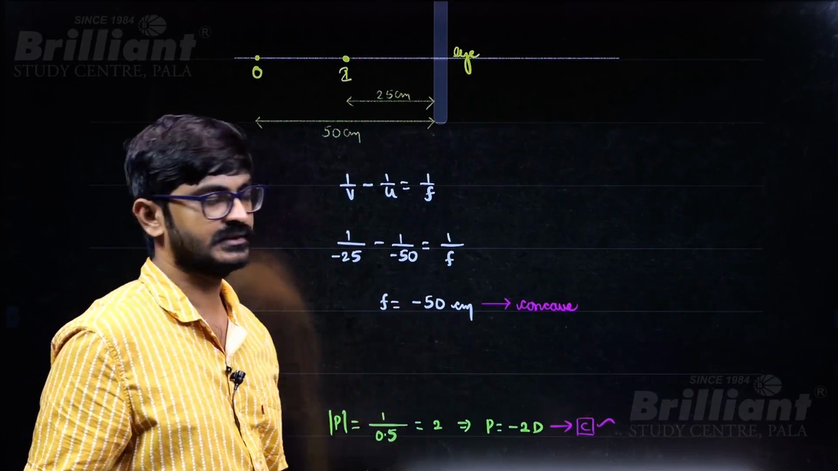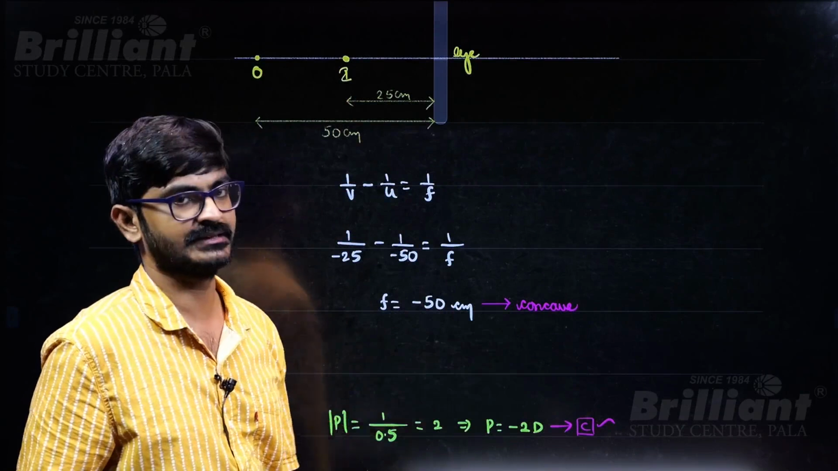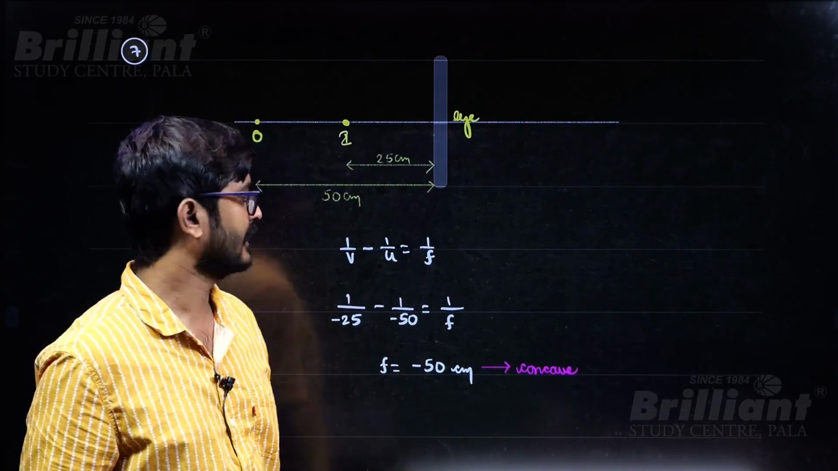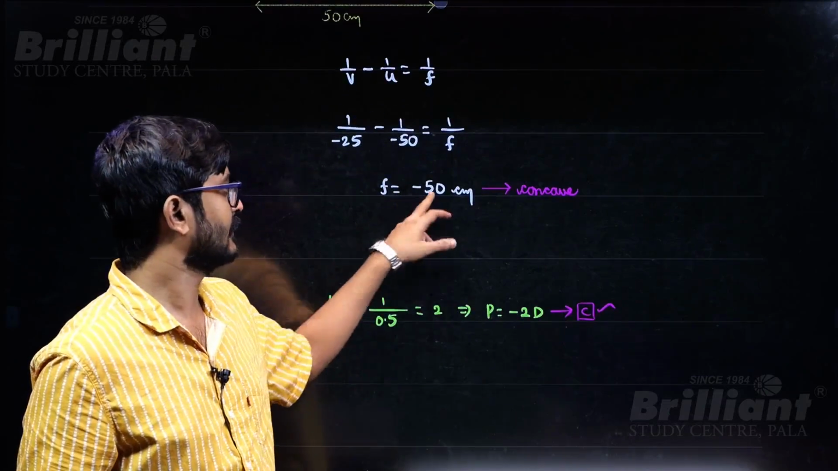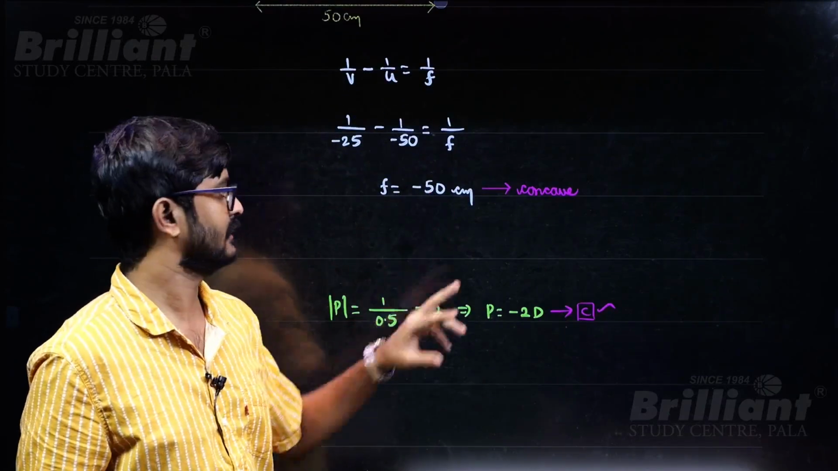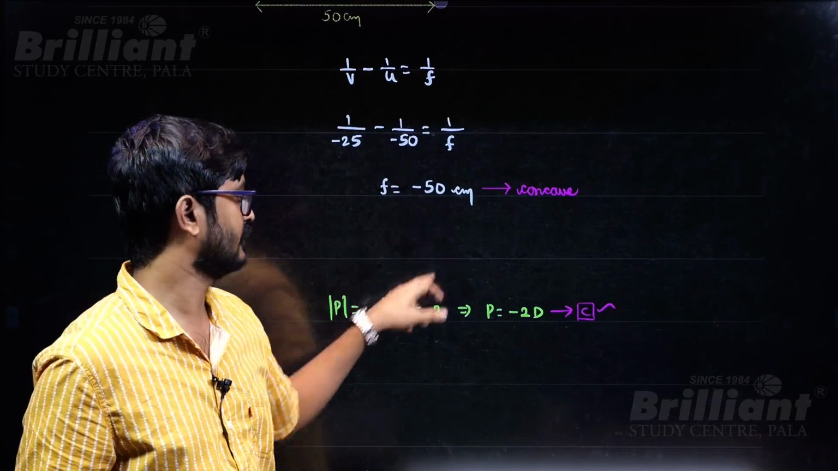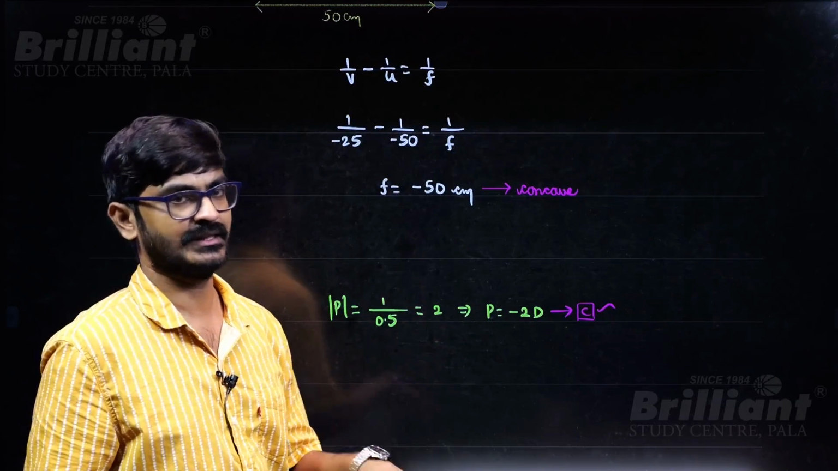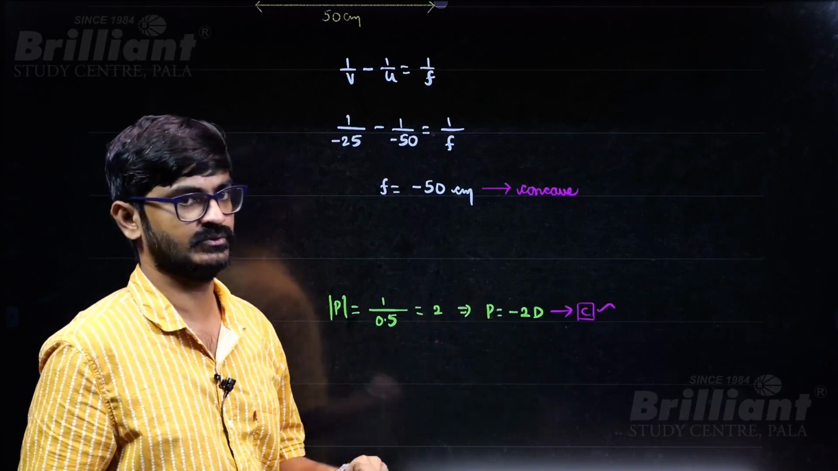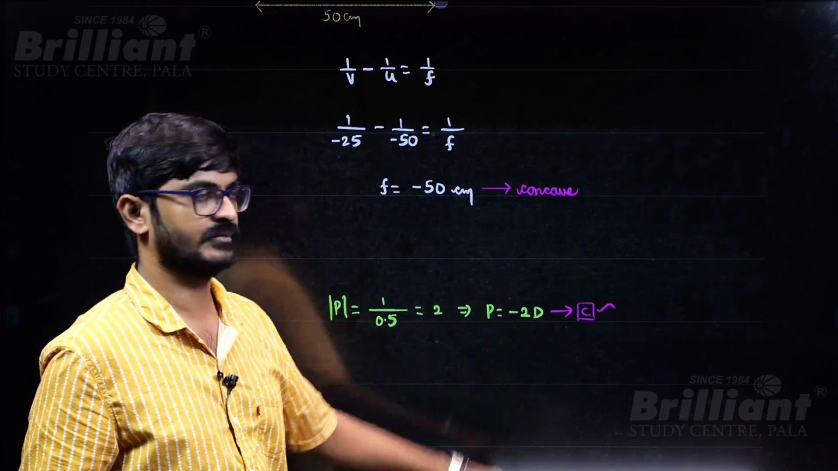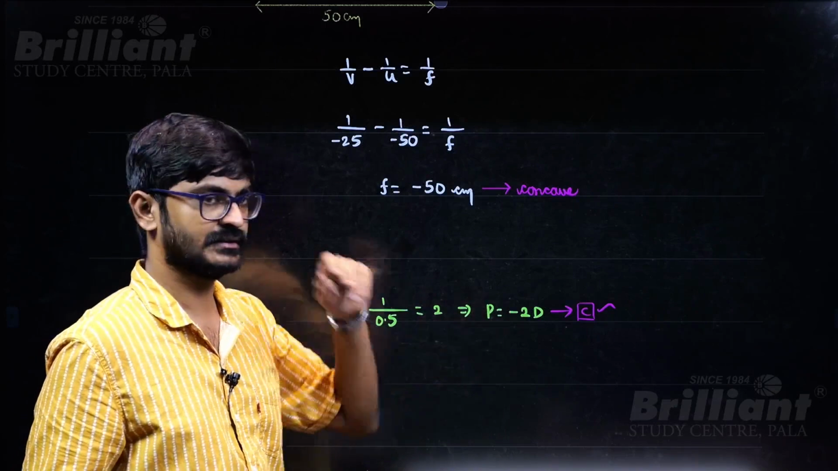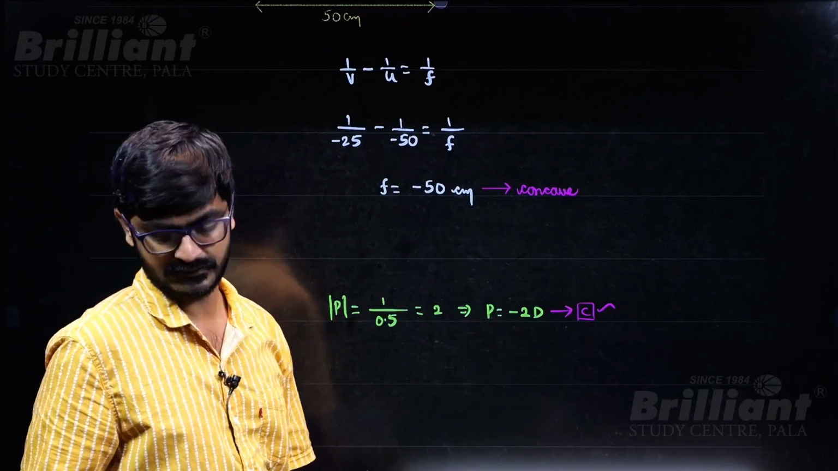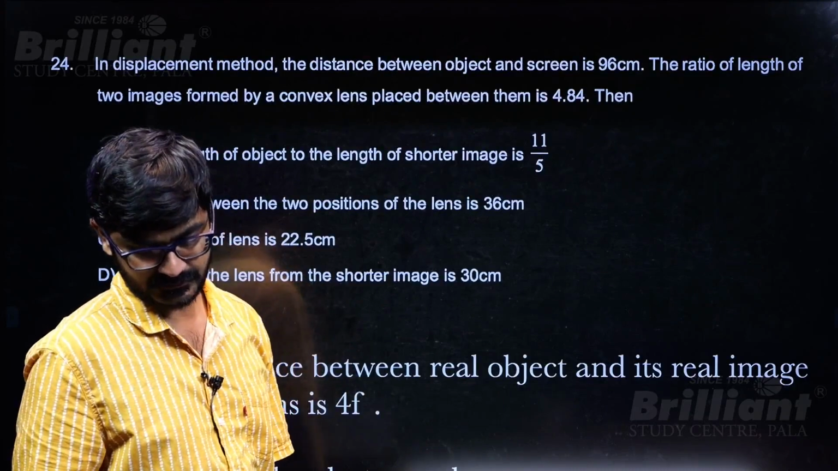What does it mean by focal length is minus 50? We are using a concave lens. Concave lens is a diverging lens, so power is going to be negative. Magnitude wise, power will be 1 by f, but f in meters, so that is 0.5 meters. So magnitude wise power is going to be 2, but it is a diverging lens, so power is going to be minus 2 diopter. When you take f in meters, power is in diopters, and as it is a diverging lens, power is going to be minus 2. So in the next question, the displacement method.